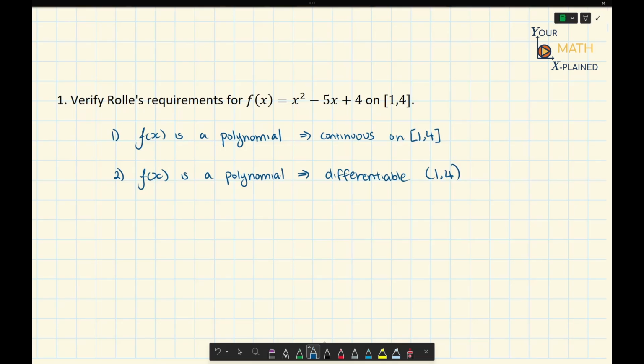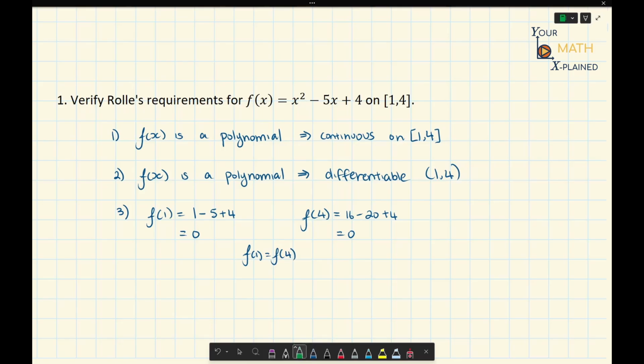And from here on out, these two are going to be used as facts. Every time we see a polynomial, we know that it is continuous and differentiable everywhere. And the third condition we need to check is that f of a must be equal to f of b. So our a here is 1, and f of 1 is equal to 1 minus 5 plus 4, which is equal to 0. And f of b, so that'll be f of 4, this is going to be equal to 16 minus 20 plus 4, and this is also equal to 0. So which means we have f of 1 is equal to f of 4.